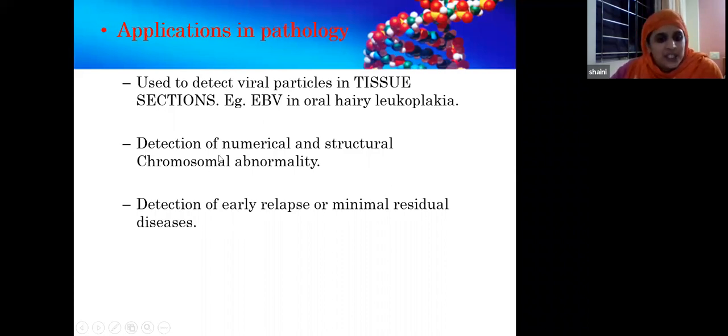Then FISH, or fluorescent in situ hybridization, is used in order to find out numerical and structural chromosomal abnormality. With spectral karyotyping, you can find out any extra or deleted chromosomes. You can find out translocations, etc.